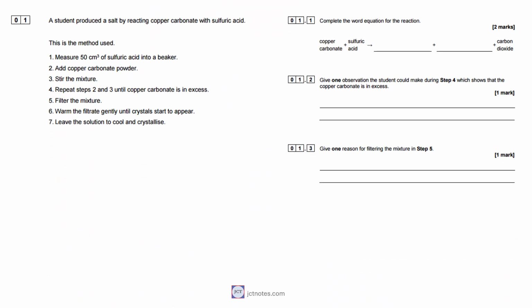In question 1, we have a method used by a student to produce a salt by reacting copper carbonate with sulfuric acid. The method is: 1. Measure 50 cubic centimeters of sulfuric acid into a beaker. 2. Add copper carbonate powder. 3. Stir the mixture. 4. Repeat steps 2 and 3 until copper carbonate is in excess. 5. Filter the mixture. 6. Warm the filtrate gently until crystals start to appear. 7. Leave the solution to cool and crystallize.